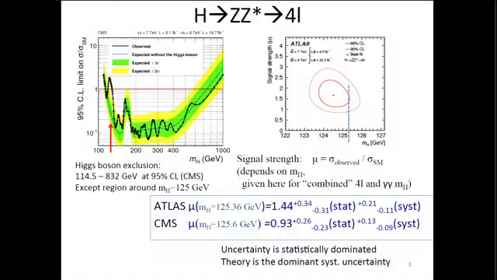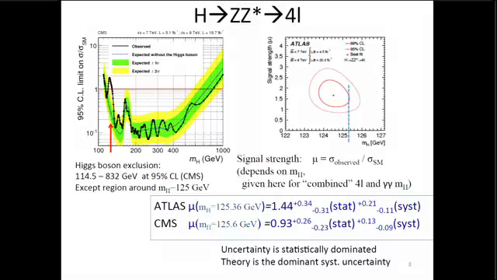So the important point is that this depends on the mass at which you look. So you can make a plot of signal strength versus mass. And depending on the mass that you choose, you have a different signal strength. This is to be kept in mind for all the cases where I show a signal strength.